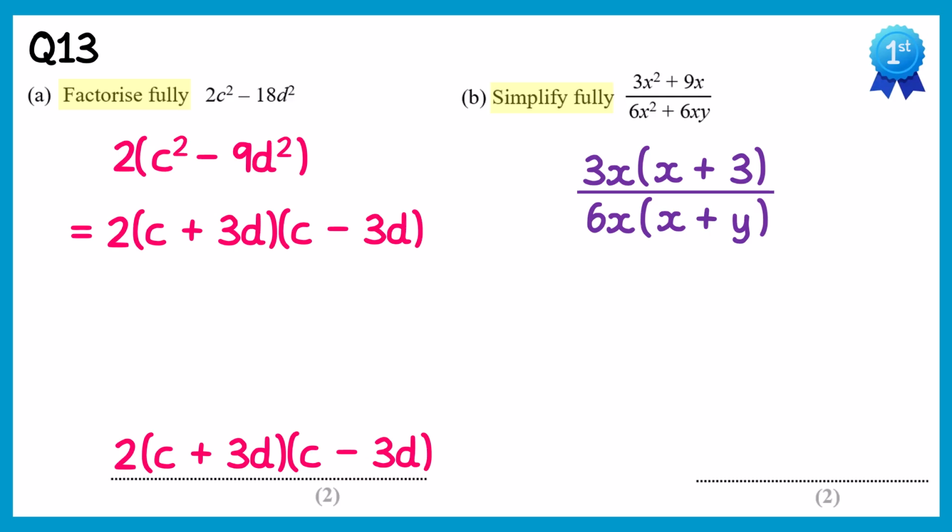Now that we've factorised it, we can cancel out any common factors. We can see we've got a common factor of x on the top and bottom, and we can also simplify the 3 over 6, which gives you 1 over 2. A bit like when you simplify 3 over 6 to give 1/2.